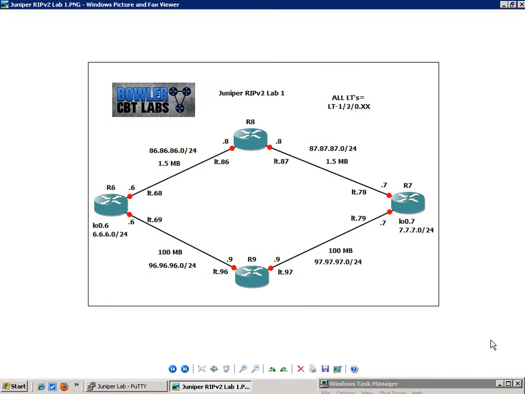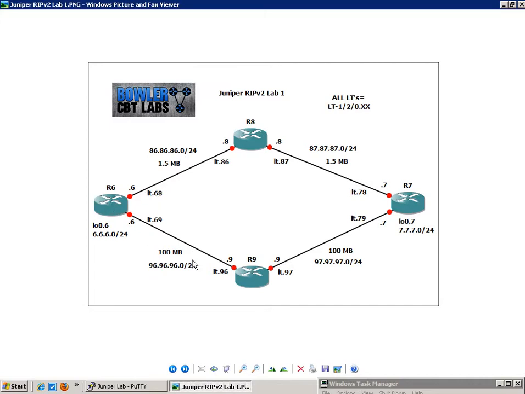So first we're going to go over the basics of RIP, why you would want to run RIP as your routing protocol, and why you would not want to run RIP. RIP uses what is known as hop count for its metric. So if we have a lower hop count, or less routers between a source and destination, then that path is going to be preferred over a path from the source to destination that has a higher hop count.